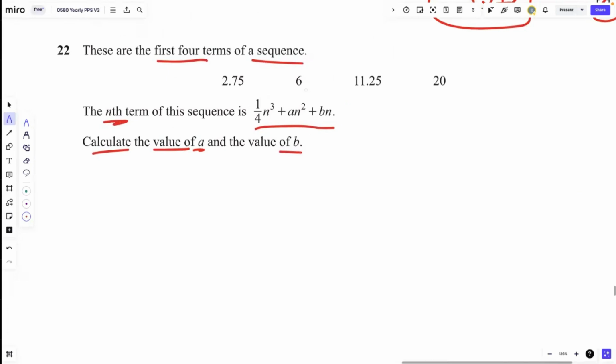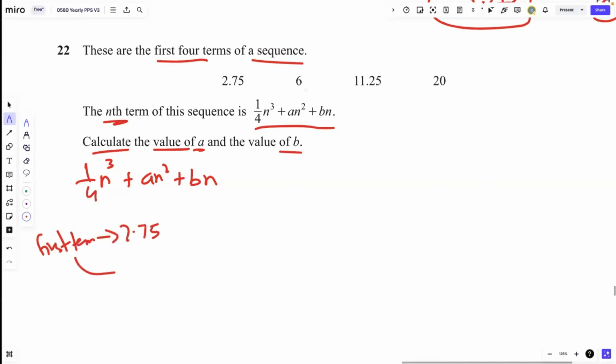So ideally, if this is the nth term formula, which is 1 over 4 n cubed plus a n square plus b n, this should work for all the terms of this sequence. And we already have the first term as 2.75. Or if I put it like this, the first term is actually 2.75. How do you get the first term?